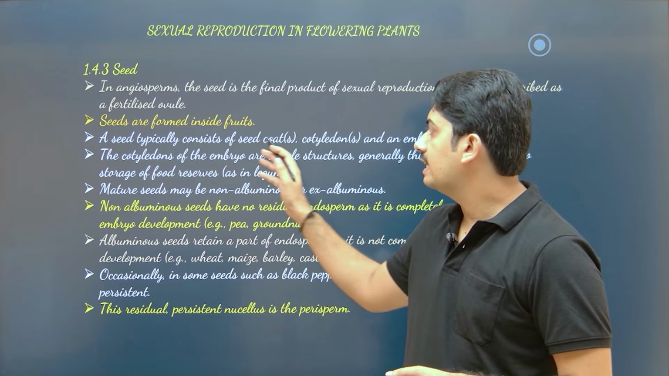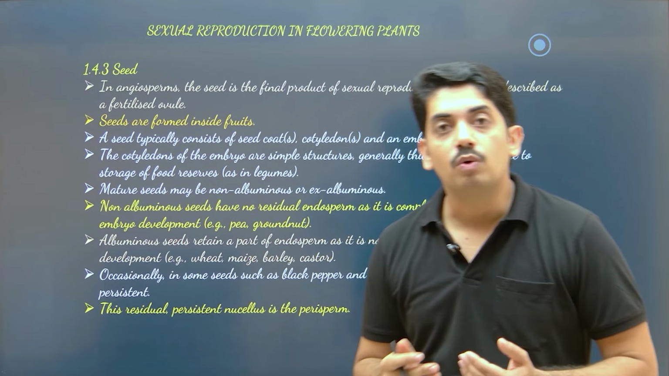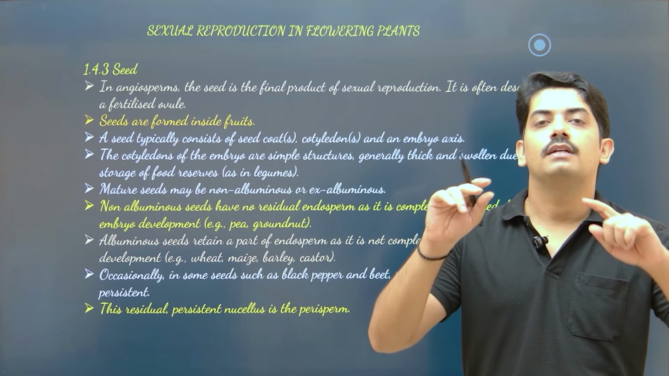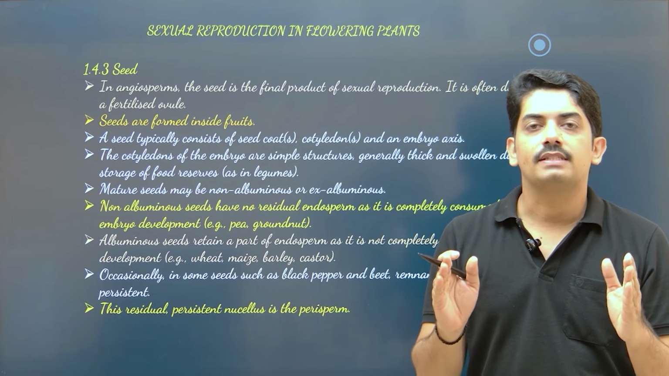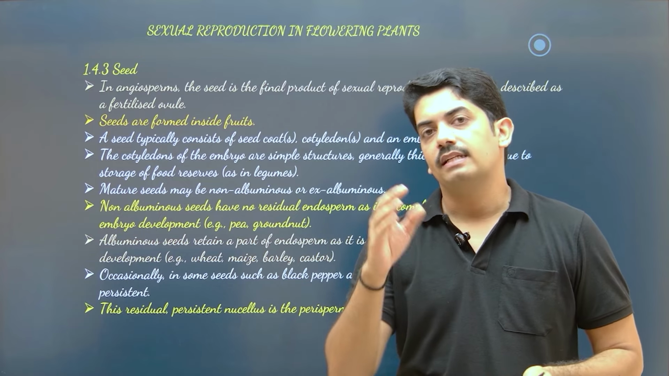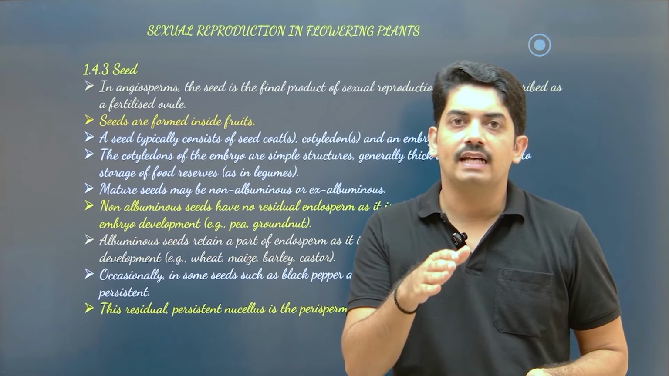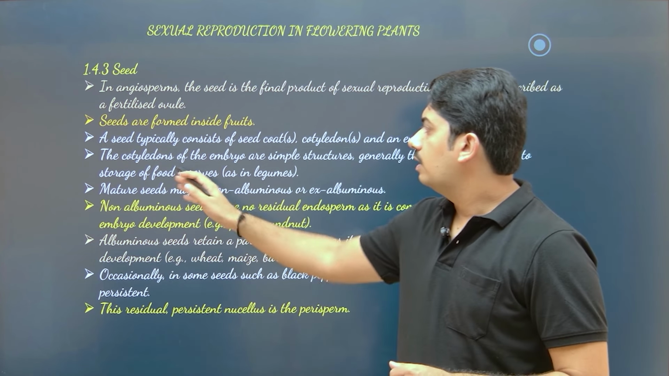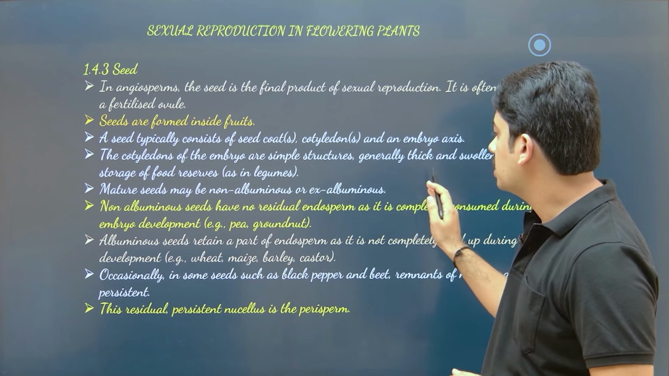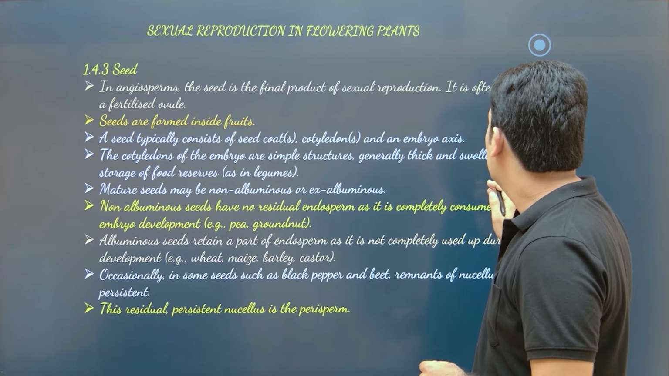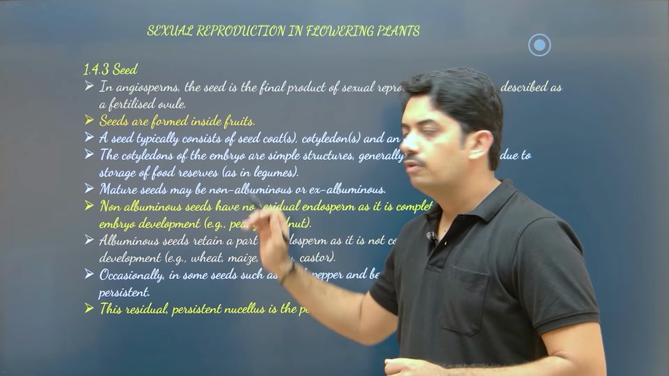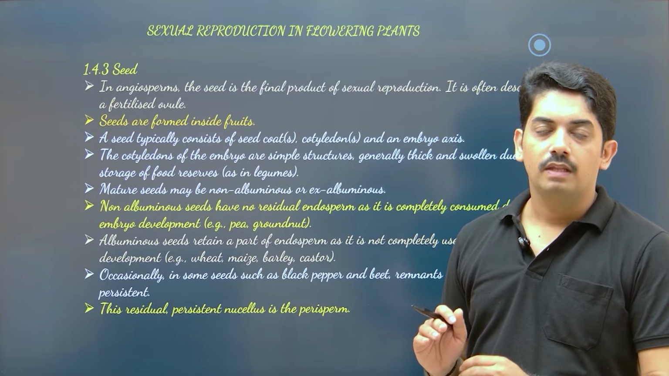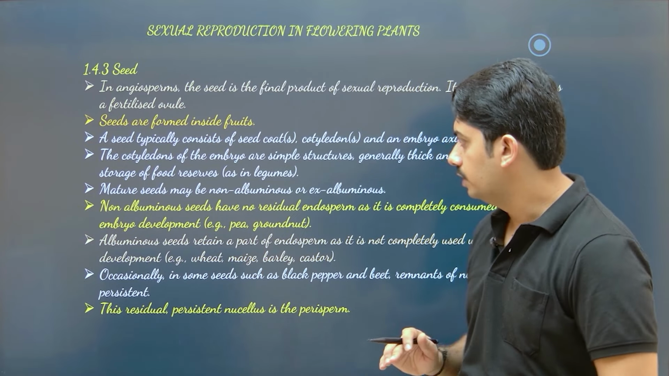A seed typically consists of seed coats. How are these seed coats formed? Just observe the ovule. You can see the integuments. These integuments later develop into the seed coat. The inner seed coat is called testa and the outer seed coat is called tegmen. The cotyledons of the embryo are simple structures, generally thick and swollen due to the storage of food reserves. The cotyledons, which are part of the embryo, are mainly for storage of food.